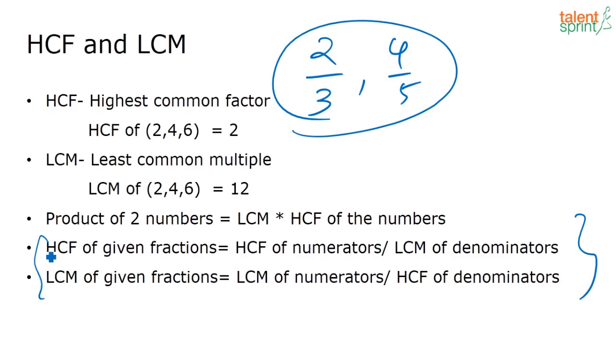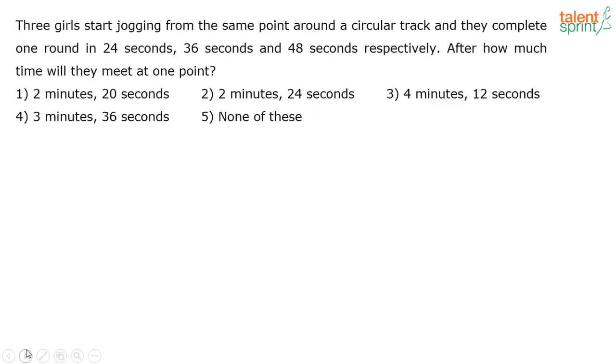If you are asked to find the HCF of a given set of fractions, the HCF is equal to the HCF of the numerators by the LCM of the denominators. Or if you are asked to find the LCM of given fractions, that is equal to the LCM of the numerators by the HCF of the denominators. So I have just written it down, but we will solve it in questions so that it is clearer to you. So let's move on to the questions.